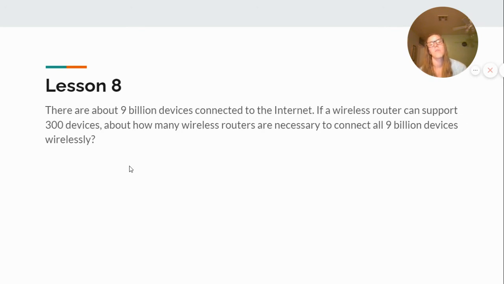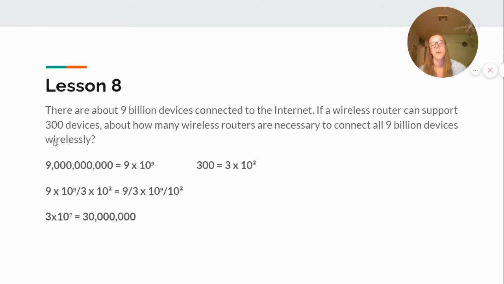Lesson 8, there are about 9 billion devices connected to the internet. If a wireless router can support 300, how many wireless routers are necessary to connect all 9 billion devices wirelessly? This one we're looking at dividing.